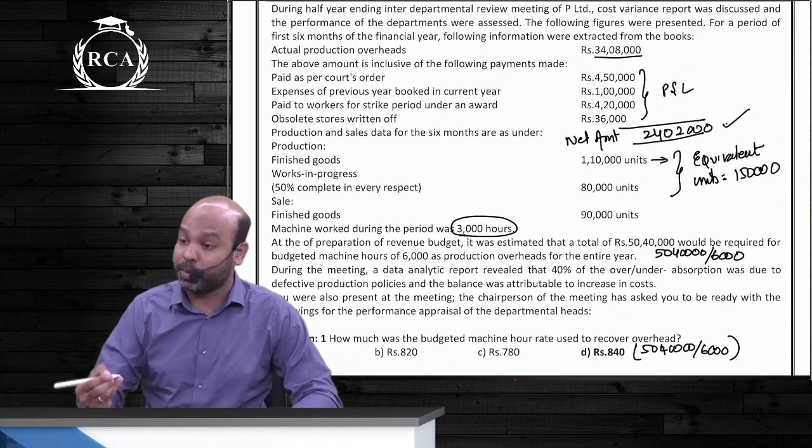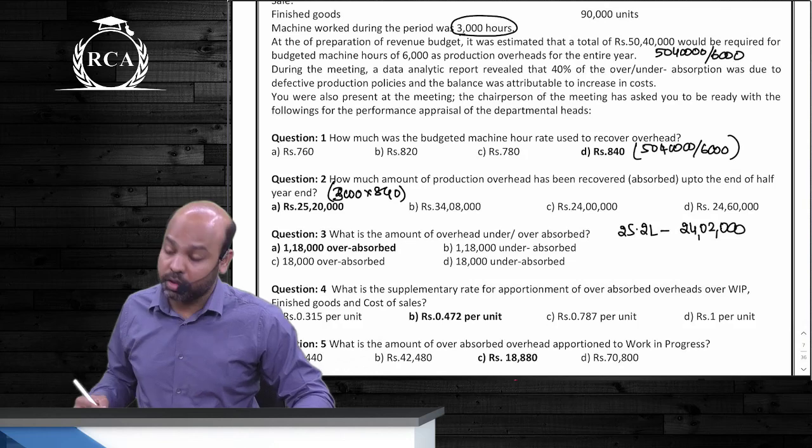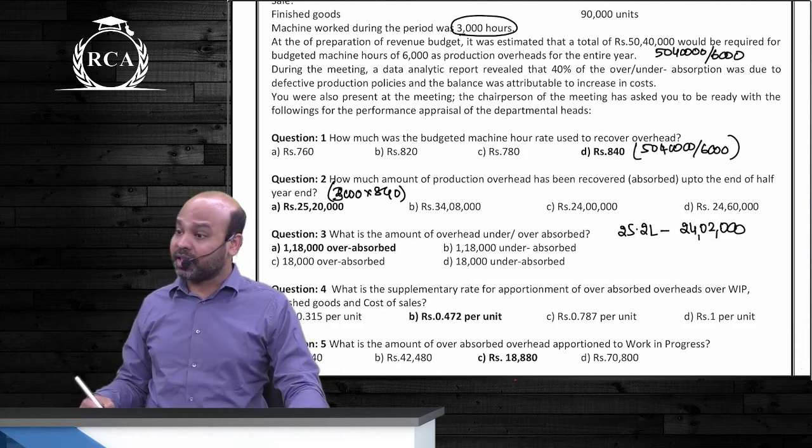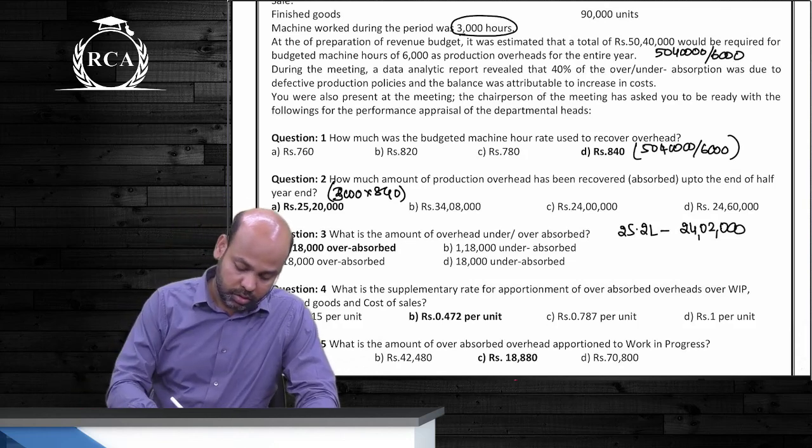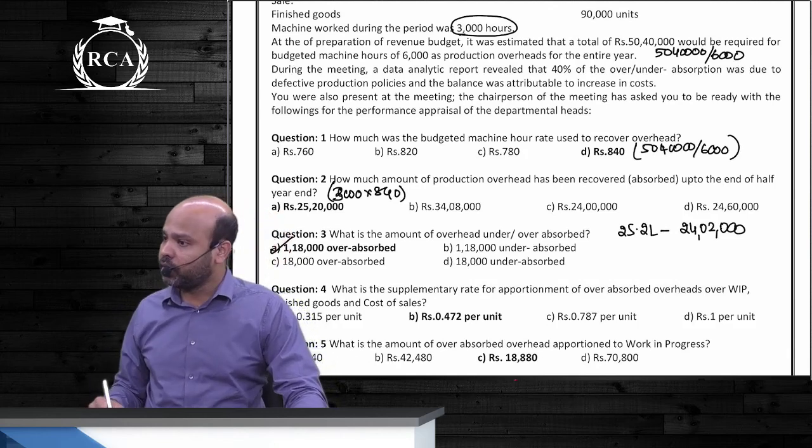Sir, how do you know? Abhi upar likhe apan. How much did we absorb, sir? 25 lakhs 20,000. Sir, kitna zyada absorb kare? That will come. Any doubt in this?